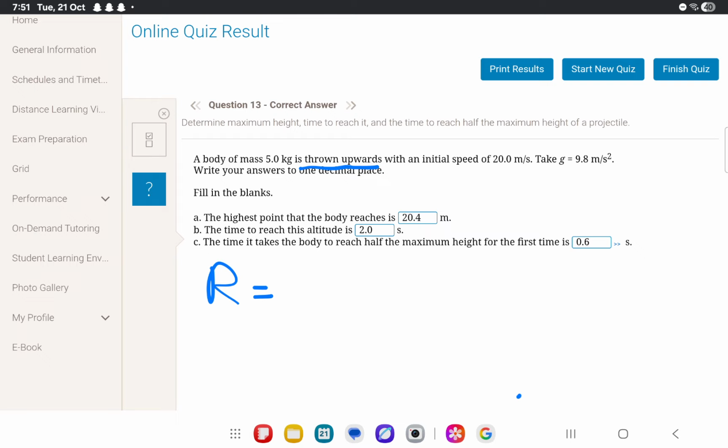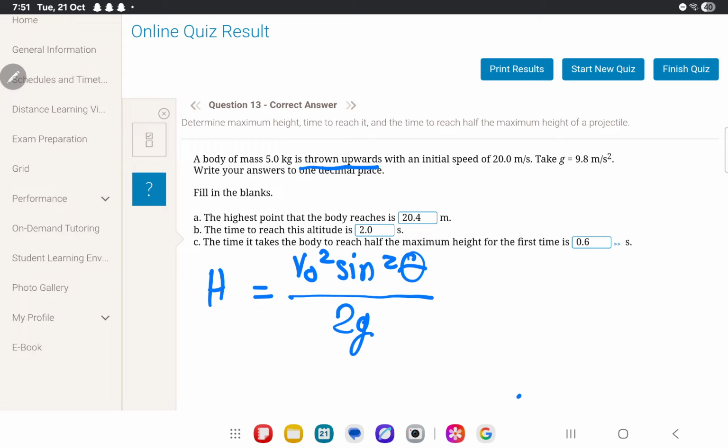Okay, so what's R? Max height is equal to v0 squared sine squared theta over 2g. So now you're going to use this. Remember, theta is 90. So v0 squared is 20 squared, which is 400, times sine 90 squared, which is going to be 1, over 2 times 9.8, which gives you 20.4. Done. That's the correct answer.